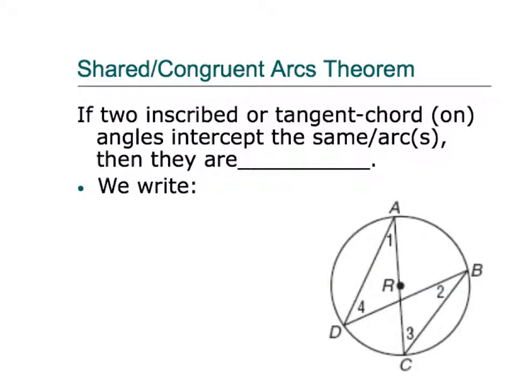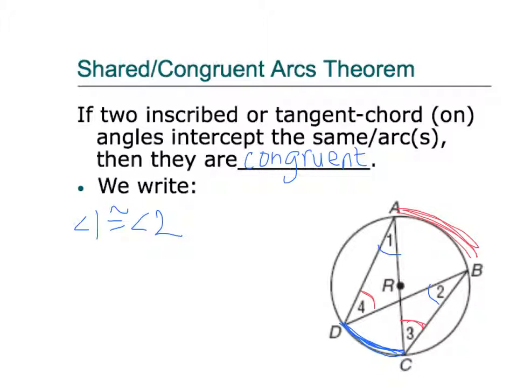If two inscribed angles or tangent chord angles intercept the same arcs, then they are what? In other words, from our previous example, angle 1 and angle 2 both open up to arc DC. If they both open up to arc DC, I know that angle 1 is congruent to angle 2. Therefore, I'm going to say these two angles are congruent because they open up to the same arc. In other words, angle 1 is congruent to angle 2. And I'm going to take that even further and say angle 3 is congruent to angle 4 because they both open up to arc AB. This will come in handy, you'll see.